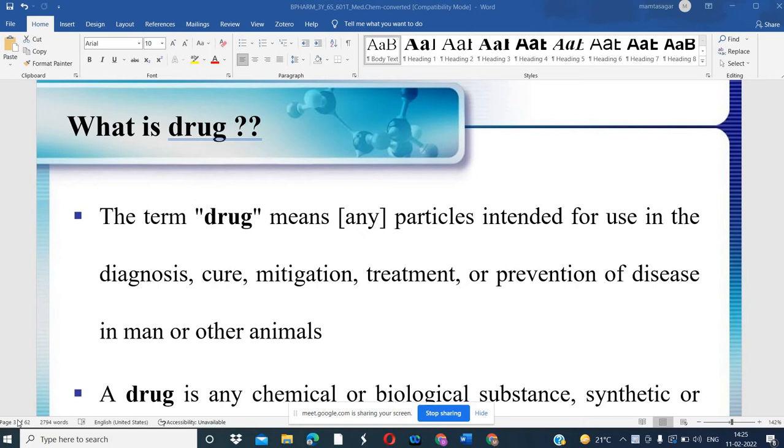What is drug? Can any one of you define the drug in your words? Yes, Akash, can you define? Without excipient, the drug has to treat and cure the disease and disorder. Drug has to treat and cure the disease. Okay.